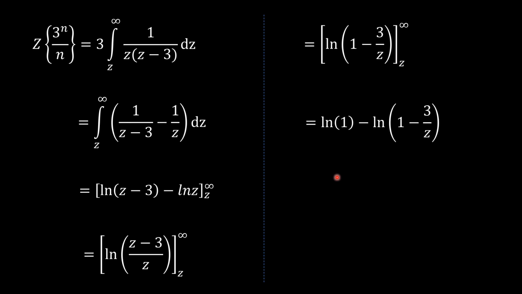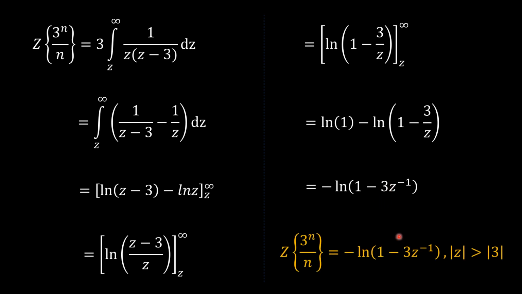Now put the upper limit. That will give us ln of 1 minus 3 upon infinity, that is 0. So we are left with ln 1 minus ln of, if we replace z by z, 1 minus 3 upon z. Ln 1 is 0, and therefore we are left with minus ln of 1 minus 3z inverse. And therefore the Z transform of the given sequence, the Z transform of 3 raised to n upon n, is equal to minus ln of 1 minus 3z inverse, and the region of convergence is mod z greater than 3.